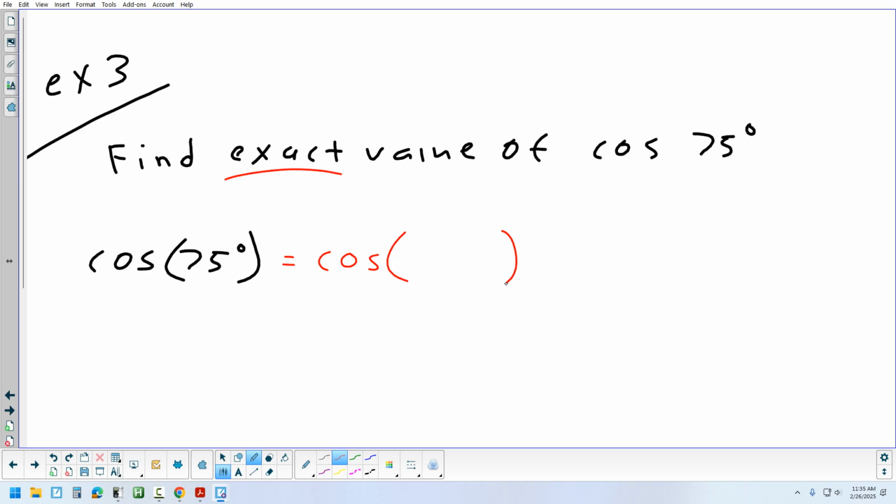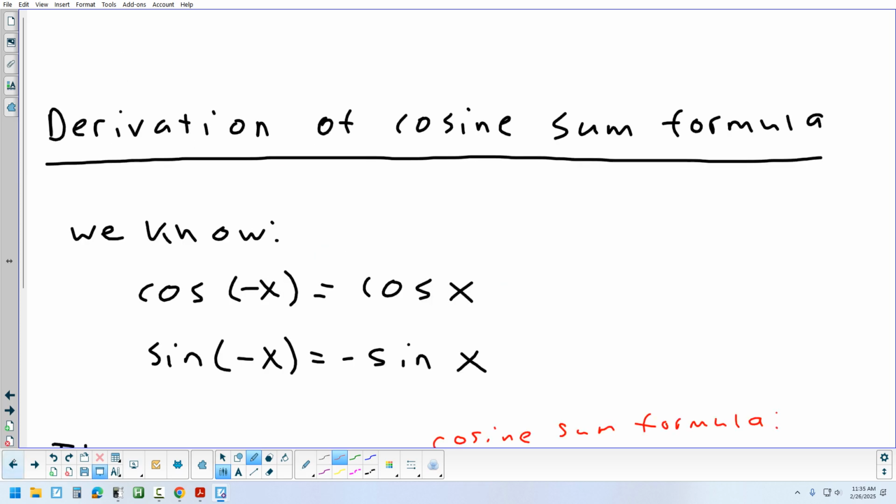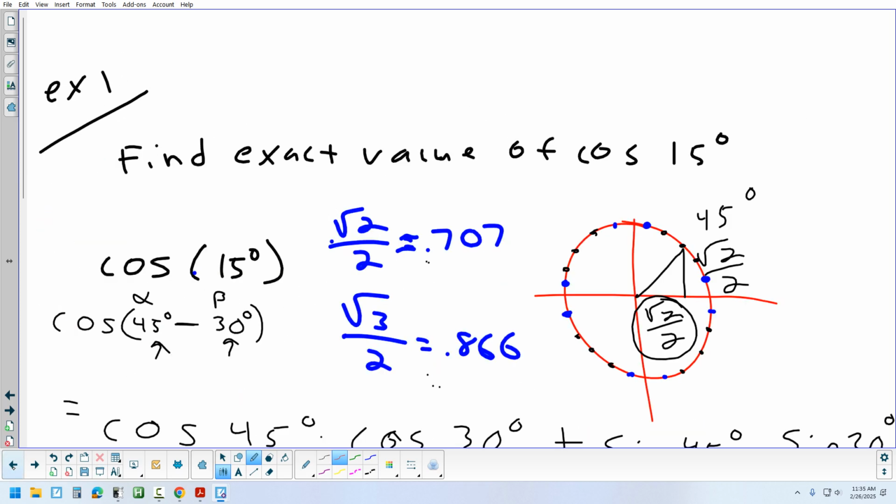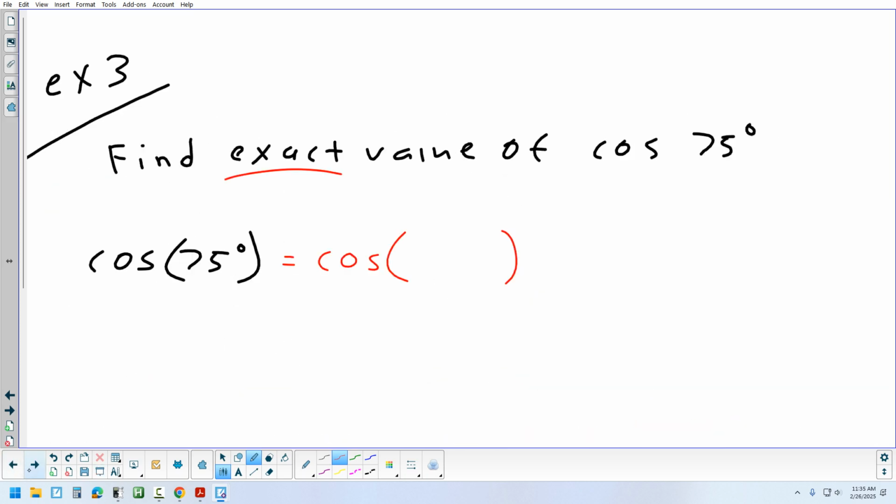So how can I split up 75? 50 and 25? Okay, now are 50 and 25 multiples of 30 and 45? No, because if we don't do multiples of 30 and 45, we're not going to be able to do the unit circle. Because all we know are 30s and 45s. So yeah, I would do 30 and 45. All right. So let's split it up.